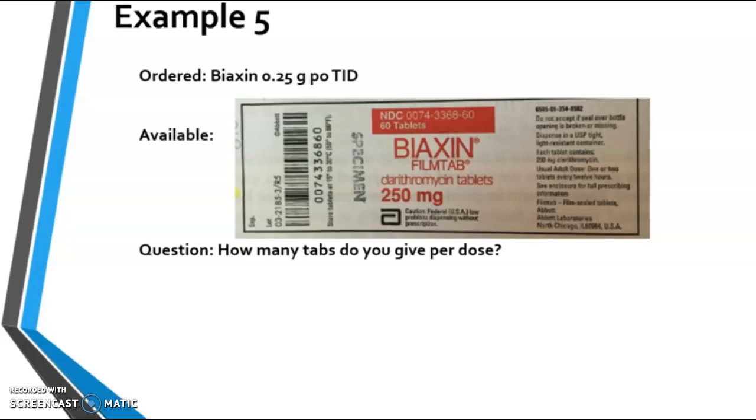Here on example 5, we have another medication dosage problem. This one says we were ordered to give Biaxin 0.25 grams by mouth 3 times a day. And you can see here on our label of medication that we have Biaxin. There's 60 tablets in this bottle, and it looks like each tablet is going to be worth 250 milligrams. So our question says, how many tablets are we going to give per dose?